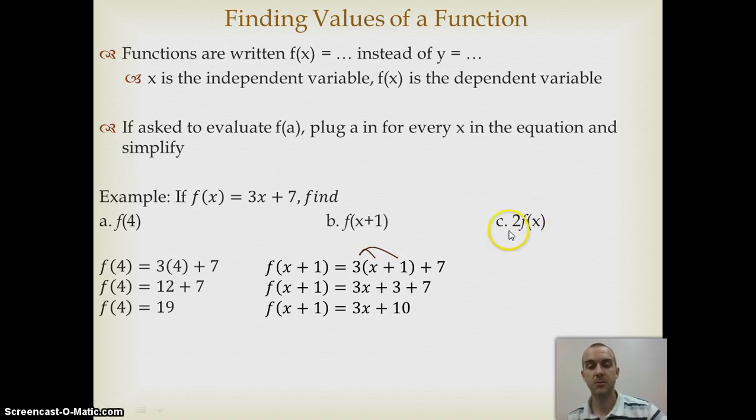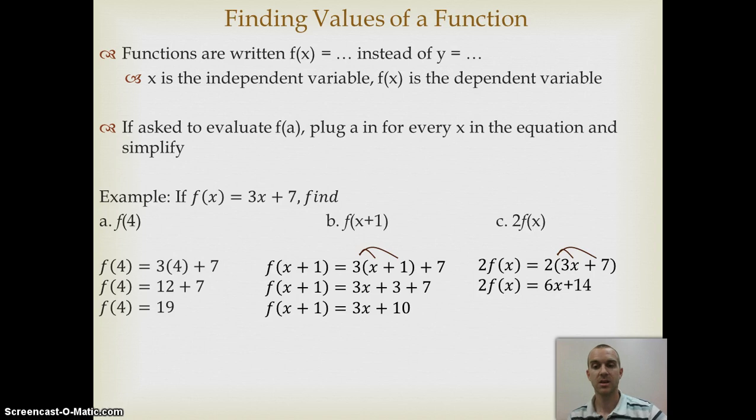Now this third one's a little bit different because it's saying I'm going to want to do 2 times the function. Well, the function is 3x plus 7, so I'm going to do 2 times the 3x plus 7. And that's where the unique aspect of this is. So sometimes if it's inside, I'm replacing the x itself, whereas if I have something outside, I have to multiply it by the entire function. I distribute the 2, that gives me 6x plus 14. It's going to be equal to 2 times the function of x. If you think about it, 3x plus 7 and 3x plus 7 would give me 6x plus 14.